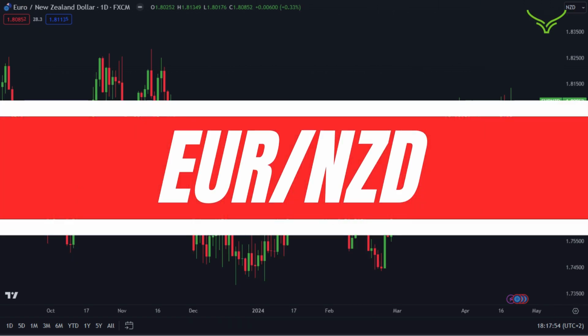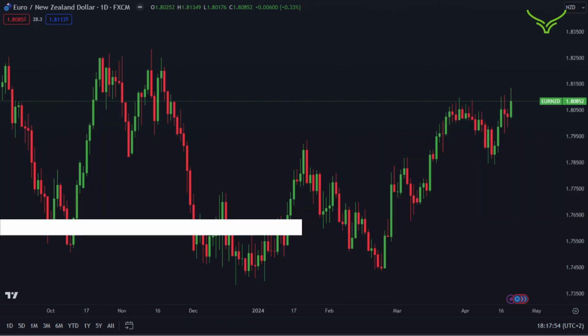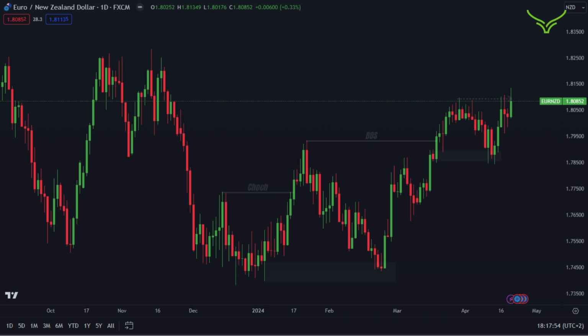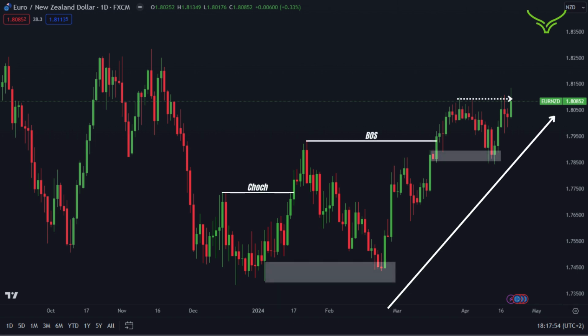Now, let's analyze the euro to New Zealand dollar pair. On the daily chart, we observe a bullish sentiment in the current price action, characterized by clear breaks of structure and new highs. At first glance, one might assume we should be looking for buying opportunities. However, it's essential to consider the overall market sentiment.